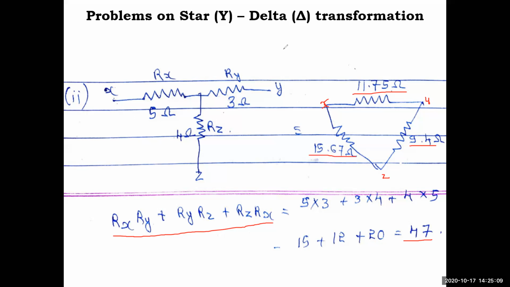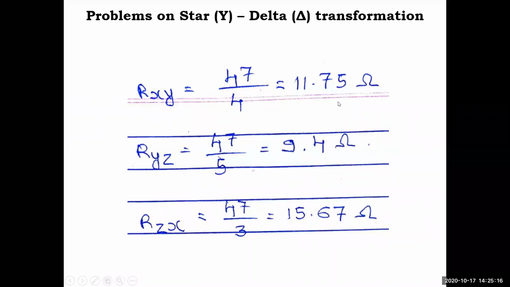So that calculation I'm doing next. This is how you do it, very simple. RXY, how you got it: 47 by 4, 47 by 5, 47 by 3. This is the calculation I have shown in the previous one.